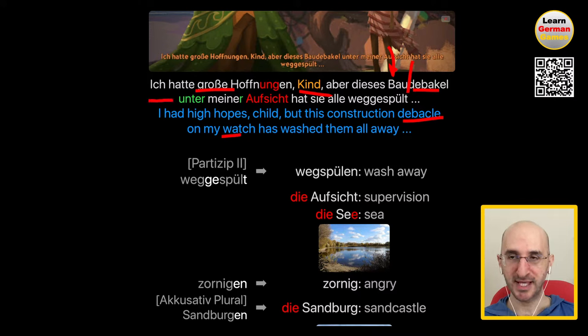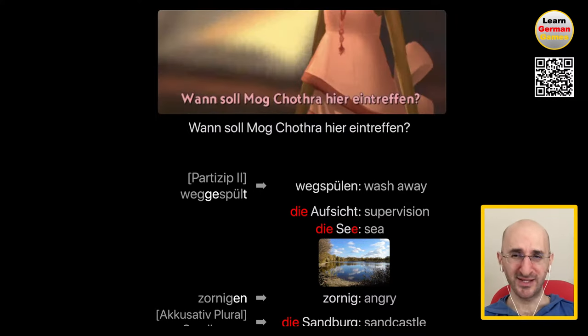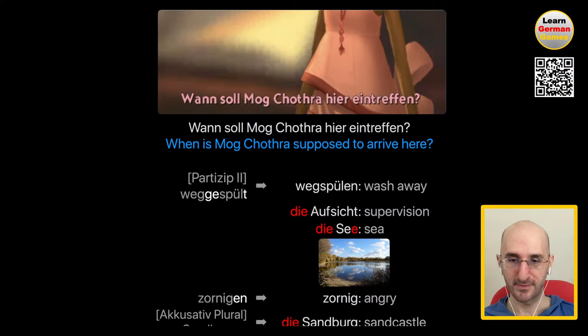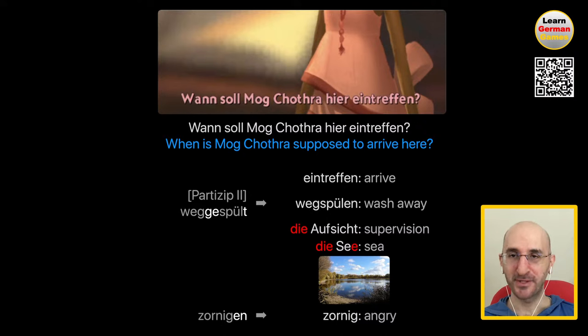Unter takes the dative in this case because there's no motion. This is why meiner takes an R. That's the case whenever you have the dative and the feminine noun. Hat sie alle weggespült. Has all of them washed away. Wann soll Mok Chopra hier eintreffen? Eintreffen is like ankommen, to arrive. So when is Mok Chopra supposed to arrive here?